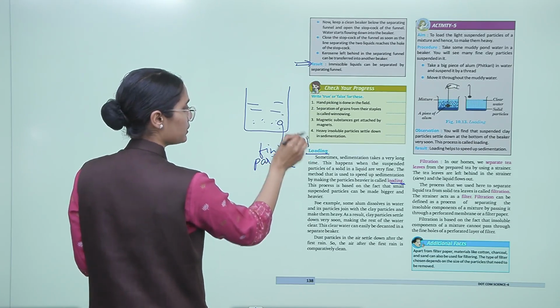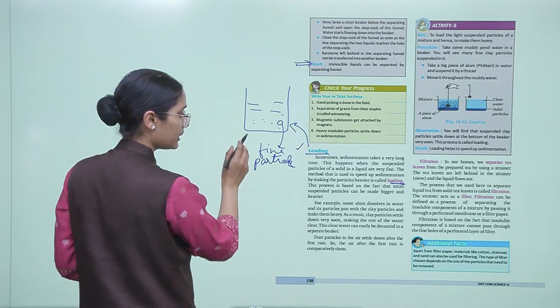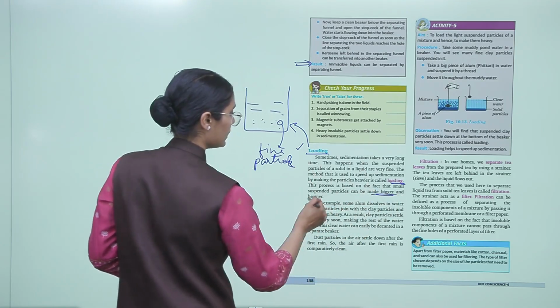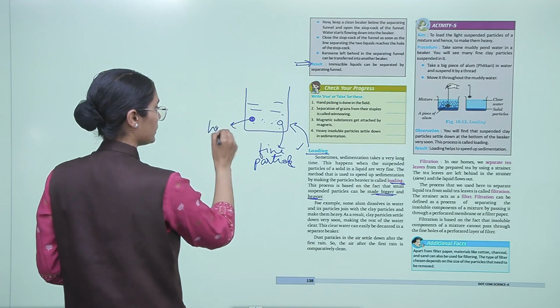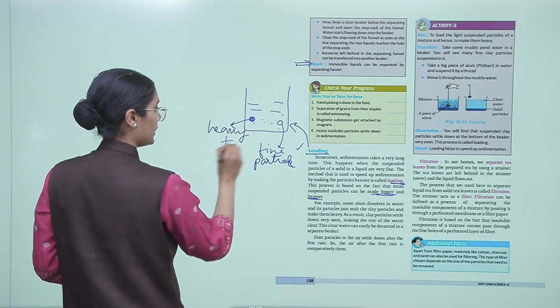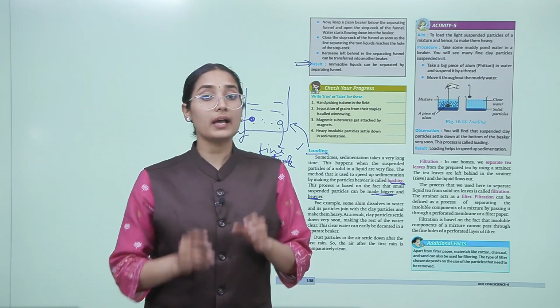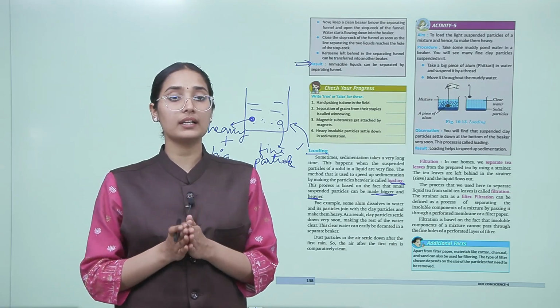Now through this loading method, what are they doing? They are basically making it heavier, right? Making it bigger and heavier. So they load it and make it heavy and big.